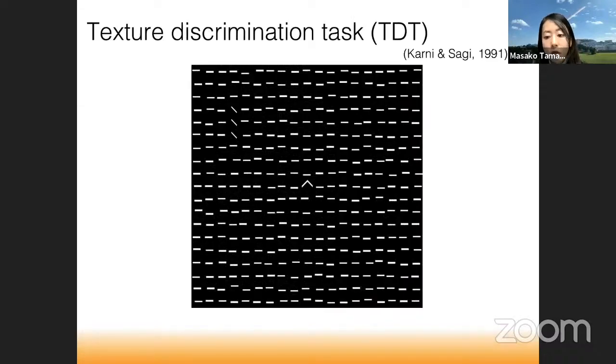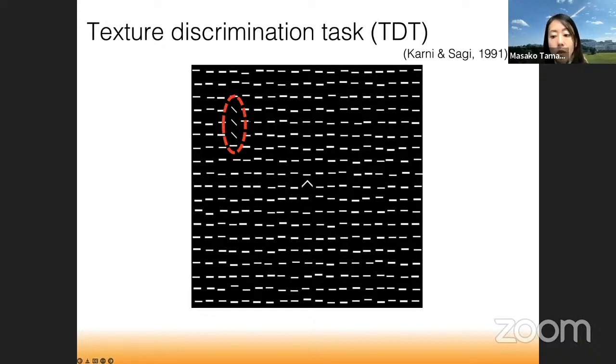Subjects were trained on a texture discrimination task, or TDT. This is a very standard task in visual perception learning. And the figure shows the main stimulus display in TDT. Subjects had two tasks. In the main task, subjects responded with the orientation of the target triplet, which was presented at the periphery of the display, aligned vertically or horizontally. In this case, it is vertical.